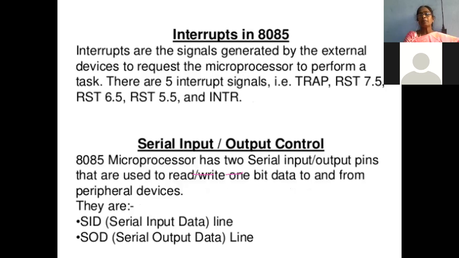And then interrupts, 5 interrupts are there: TRAP, RST 7.5, 6.5, 5.5 and INTR.